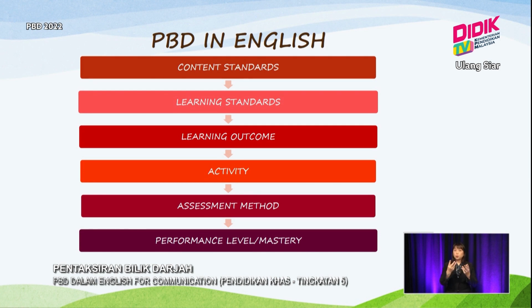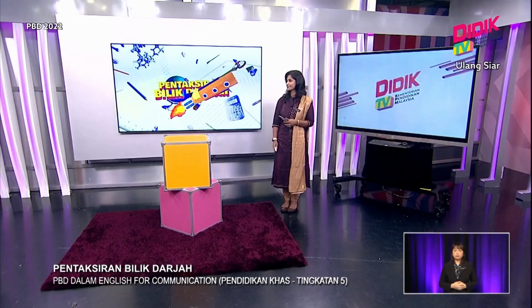Once we have identified content standard, learning standard and learning outcome, we can finally plan our activity or our lesson. After planning the activity, we will finally know what is the suitable assessment method to assess the students. And finally, once we are done with the assessment method, we can determine the students' performance level or mastery level of a particular skill. Right, that's very interesting, Teacher Kohila.